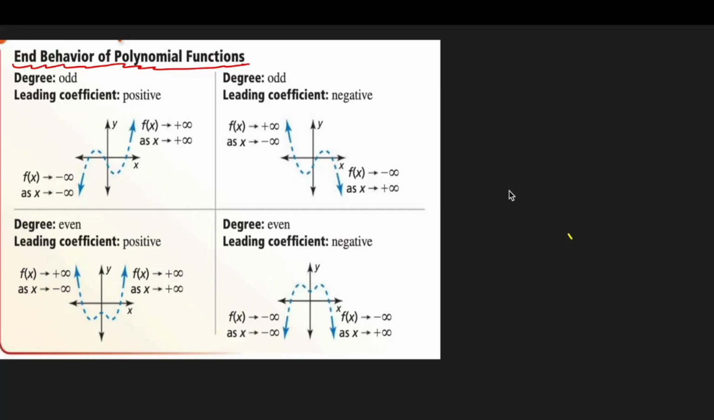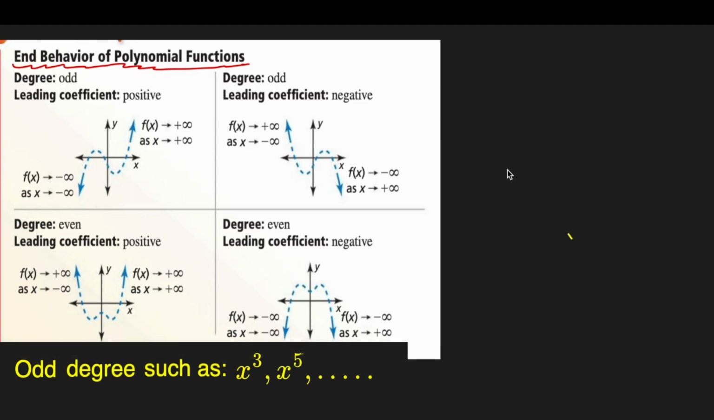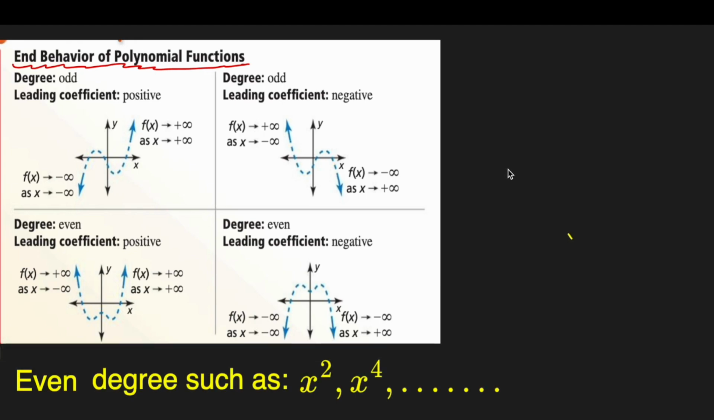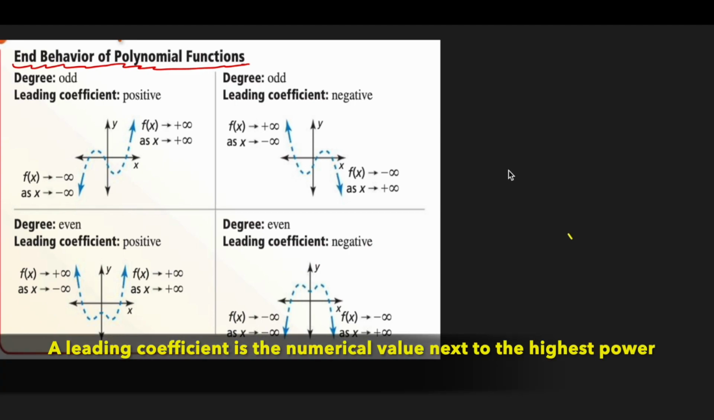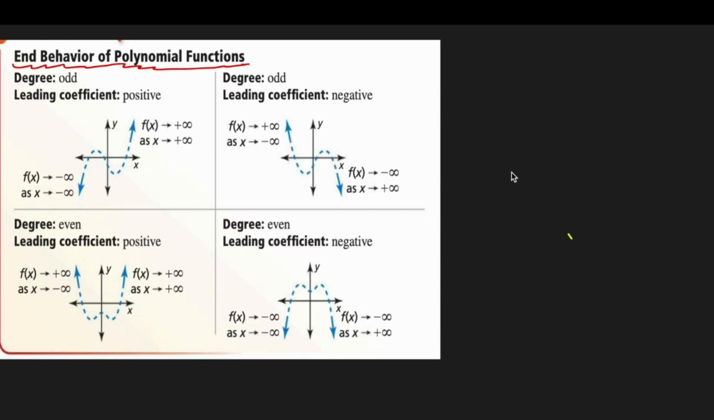Welcome everyone. Today we're going to talk about end behavior of polynomial functions. We will have two types of polynomial functions, an odd degree or an even degree. Also, the function could have a positive leading coefficient or a negative leading coefficient. The leading coefficient is the term or the number that is next to the highest power in the polynomial equation. The end behavior means where is x going to and where is y going to.